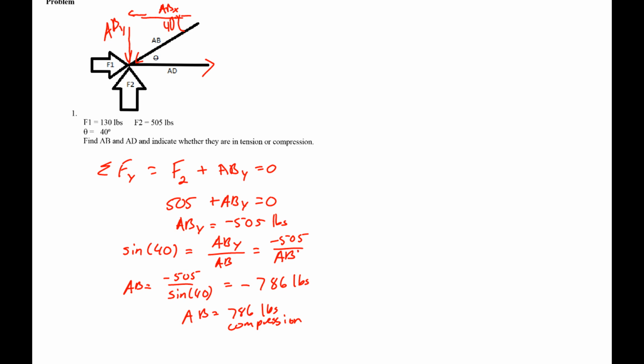Are you in radian or degree mode? Make sure you're in degree mode for these problems, by the way. That'll be important.